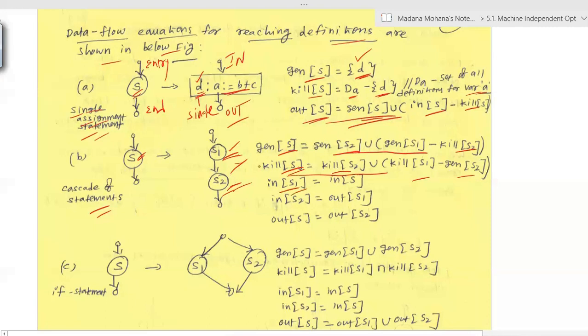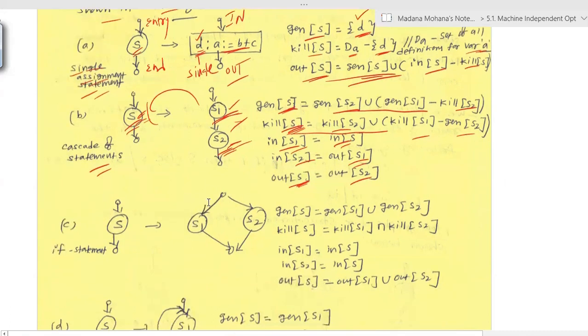Then in of S1 equal to in of S. This value moves to in of S. Then in of S2 equal to out of S1. Then out of S equal to out of S2. Finally, our target is we have to find in, out, gen, kill for our S final statement. Out of S, kill of S, gen of S. Then automatically in of S1 equal to in of S, like that.